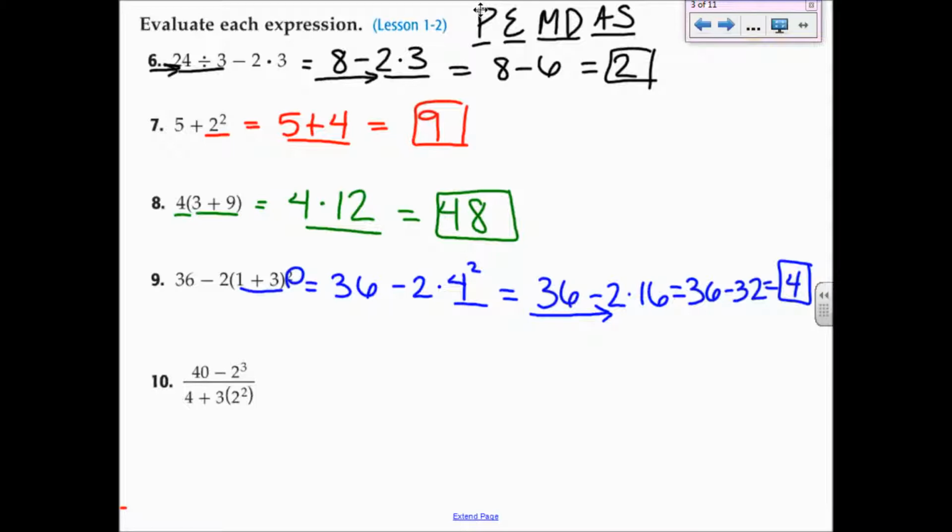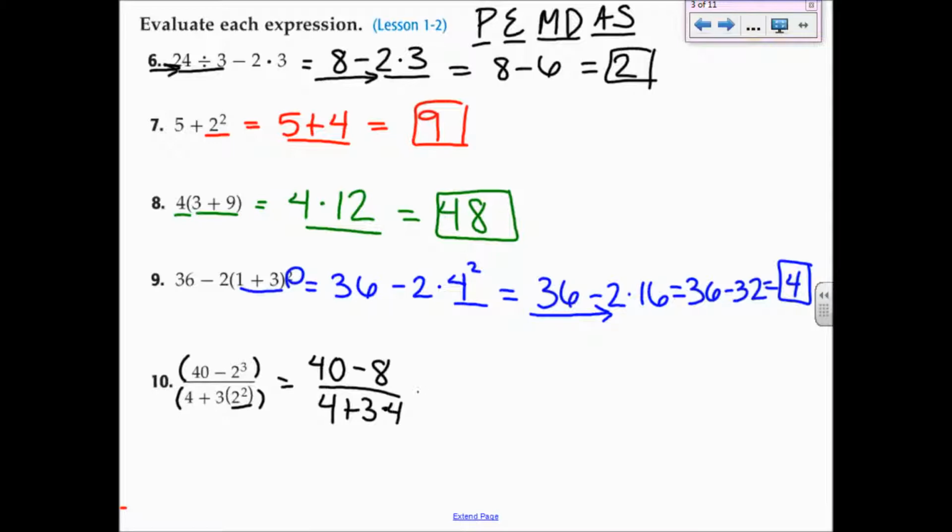And the last one, what I typically do is I treat the top and the bottom separately. So I kind of pretend like they're in parentheses. So on the top inside the parentheses, the first thing that I'm going to do is the exponent of 2 to the third, which is 8. And on the bottom, the next thing is inside the parentheses, I have 2 squared. So I'll do that first, which is 4. Everything else stays the same because I haven't dealt with it.